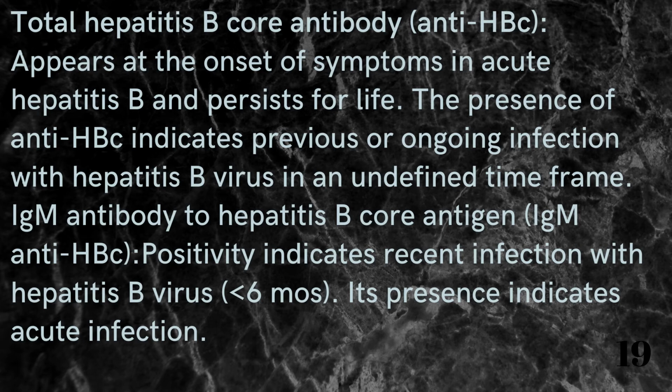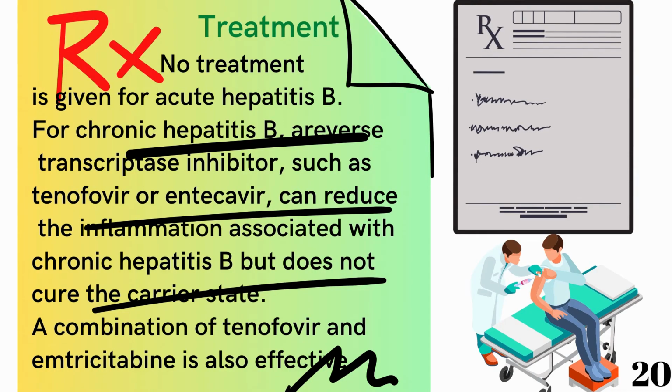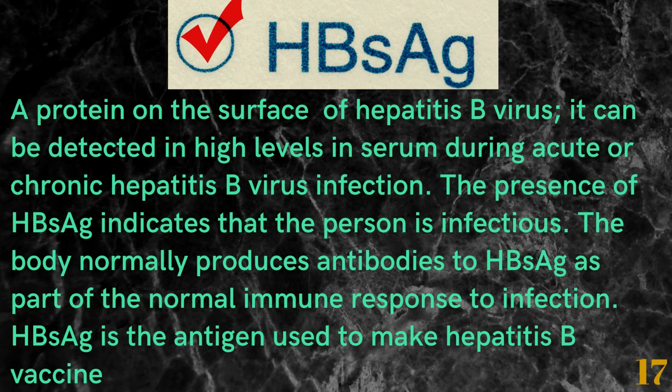So hepatitis B surface antibody, known as anti-hepatitis B surface. The presence of anti-hepatitis B surface is generally interpreted as indicating recovery and immunity from hepatitis B virus infection. If you find hepatitis B surface antibody, that means recovery and immunity. Someone who was infected before has now recovered from this infection and developed hepatitis B surface antibody. This is a good sign for recovery.